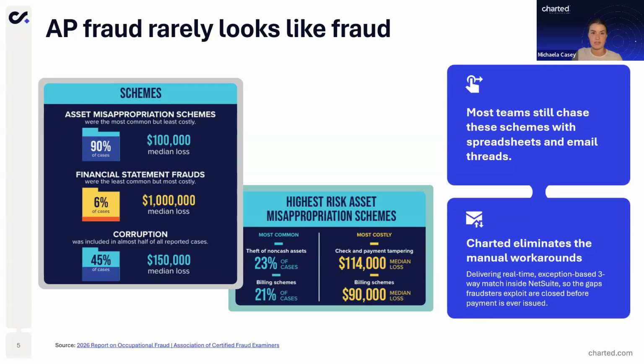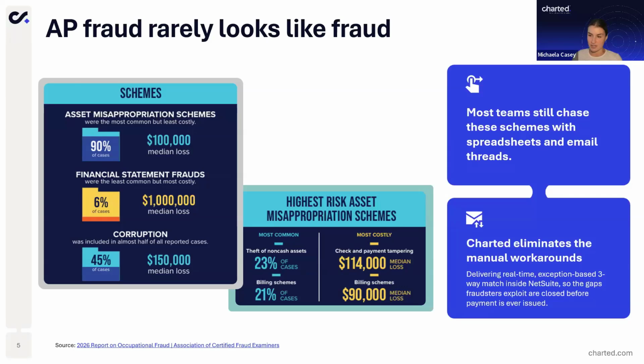On to the numbers here. We have a couple snippets. The Association of Certified Fraud Examiners publishes the definitive study on occupational fraud, and within their 2026 Report to the Nations, they found that asset misappropriation is the most common category of occupational fraud. That's that 90% over 100,000 median loss that we were looking at previously in the poll, 9 out of 10 cases here.